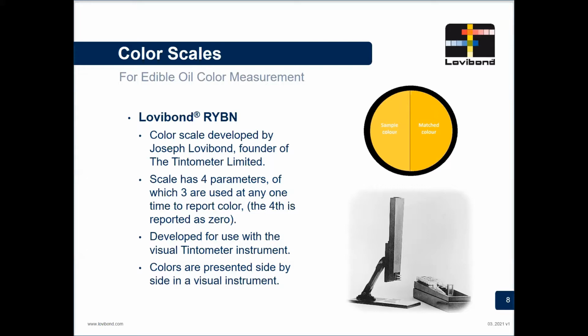So the Lovibond scale is originally a visual scale, and the bottom right there is a picture of the original tintometer. So you're putting different bits of coloured glass into your viewing system, and you're using reflected light up through your sample from the bottom and looking down from the top so you can see that colour. So we're using daylight as our light source rather than having some sort of electronic lamp.